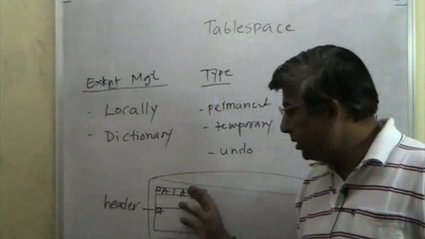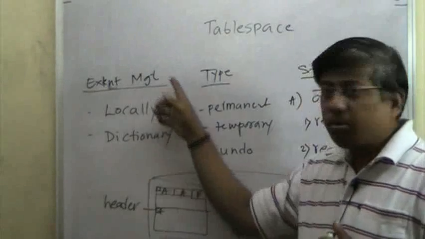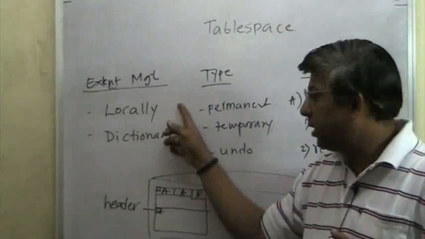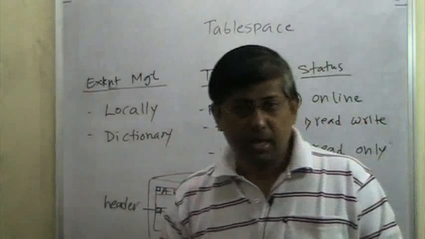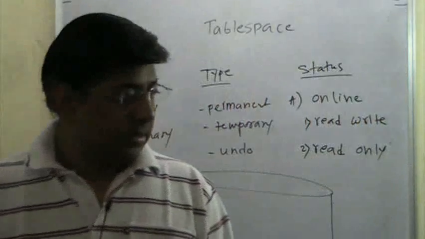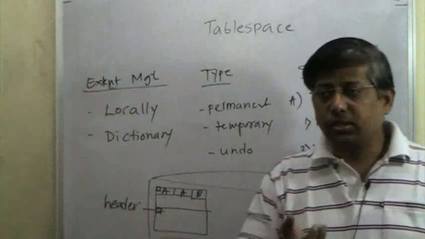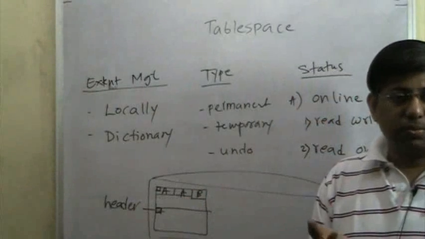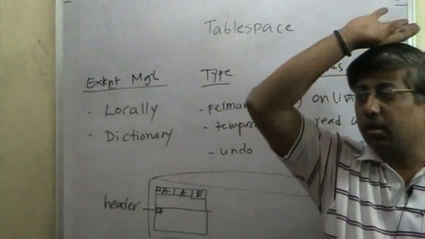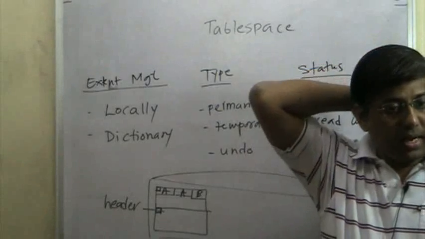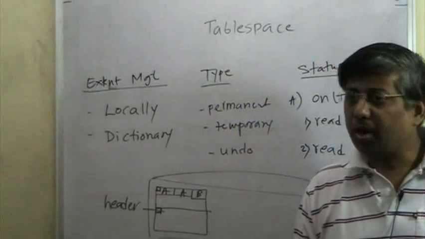In locally managed, let me repeat this thing. In a locally managed table space, the information for managing the extents is kept locally in the header of each data file. In earlier days, this was not there. The information about the extents, how many extents are there in table A, which of them are free, in which data file are they, all this information was kept in a certain table. And that table was a part of the data dictionary.